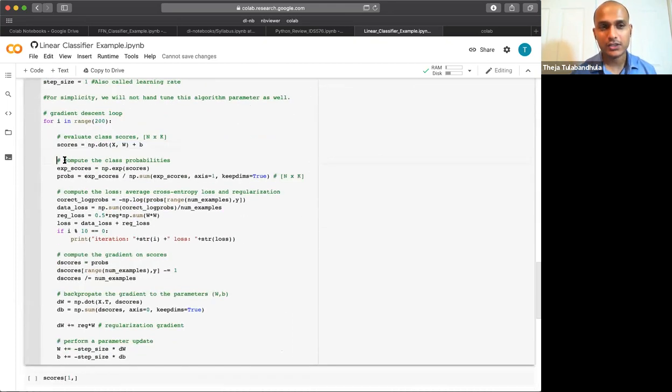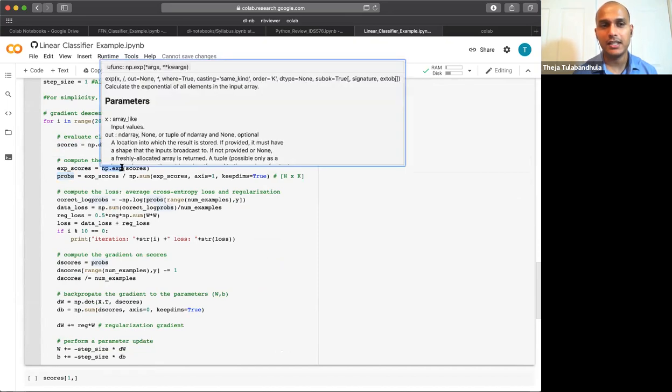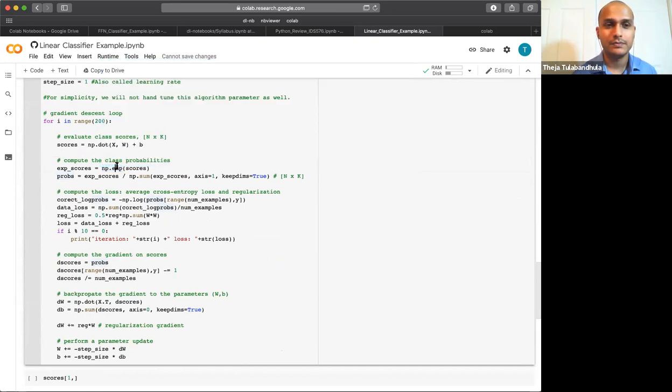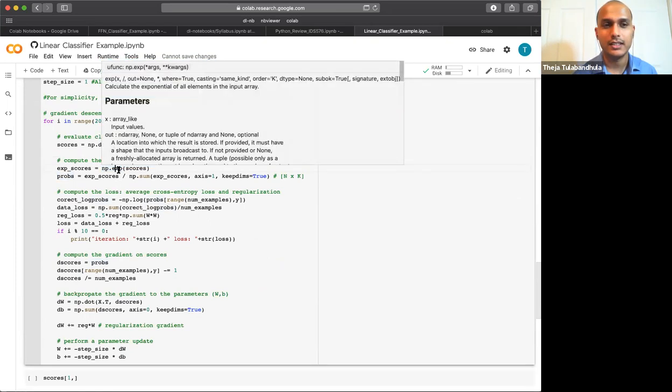Next, we are squishing those numbers. Whatever the scores are, we are squishing them into probabilities. Okay, that's what's happening. So this is the vectorized operation. Again, you can check what np.exp does. It's exactly shown here. You can see exp does exponential of all elements in the input array. So it just computes e to the power scores for every element of the score.